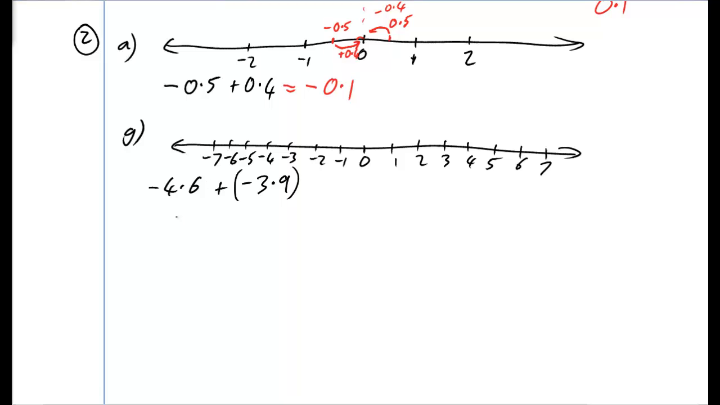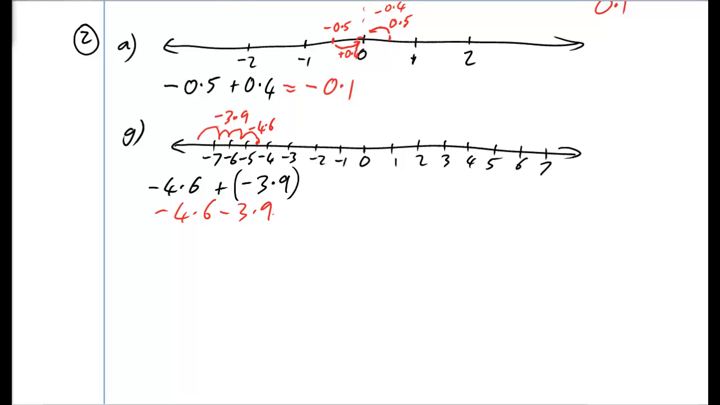All right, let's do it. We've got negative 4.6, so we go down to negative 4.6, about here. We're going to add the opposite of 3.9. Now that's the same as negative 4.6 take 3.9. So we're going to go back here, 3.9. So we're going to take away 3.9.